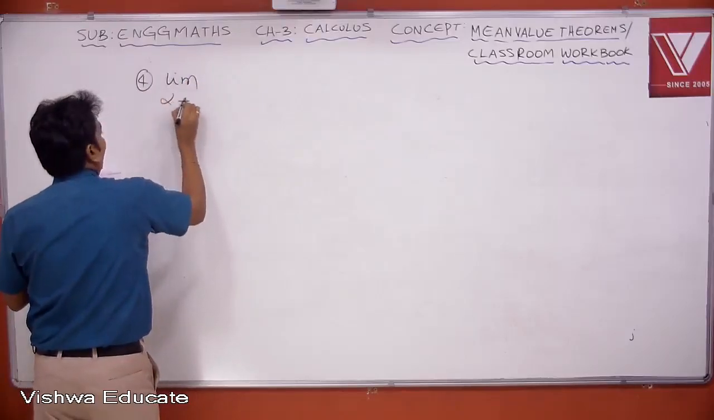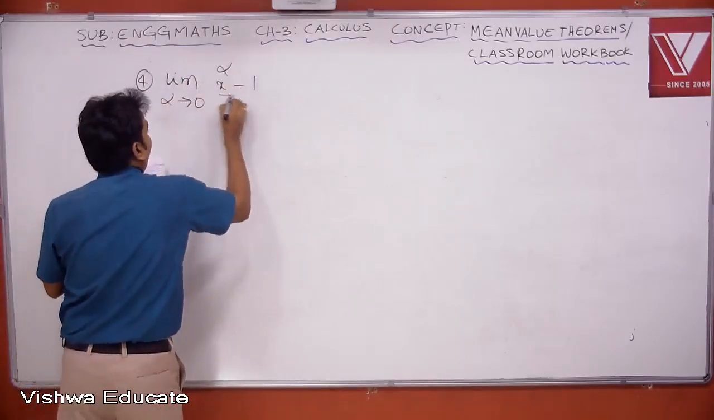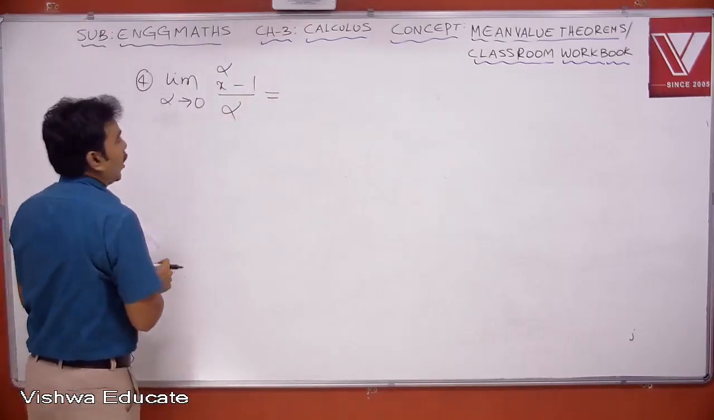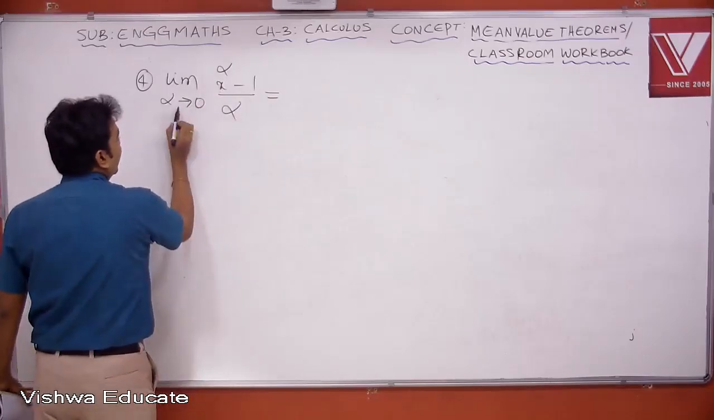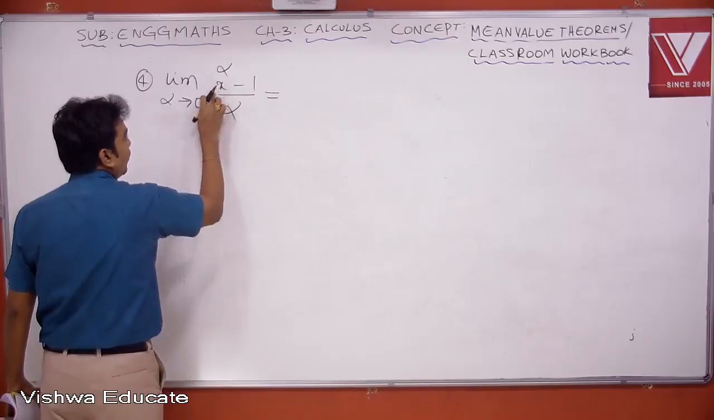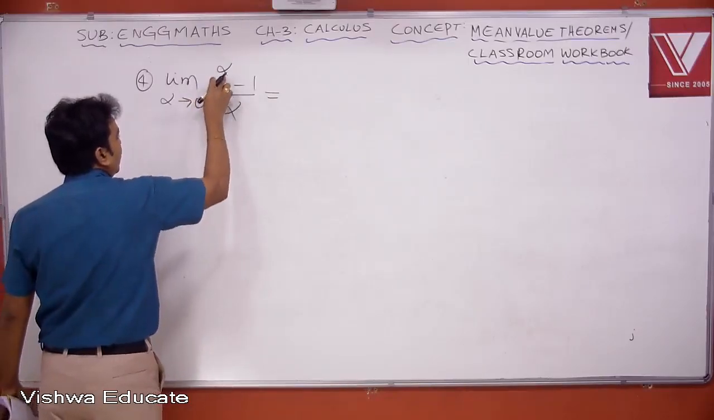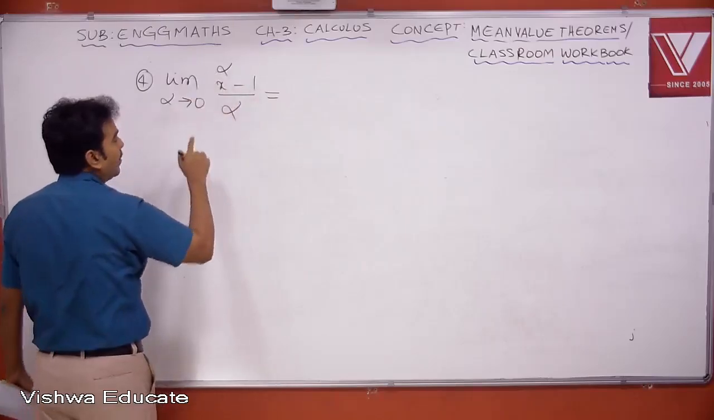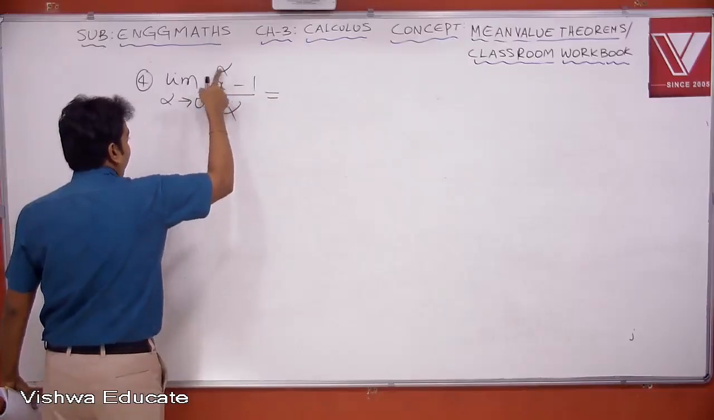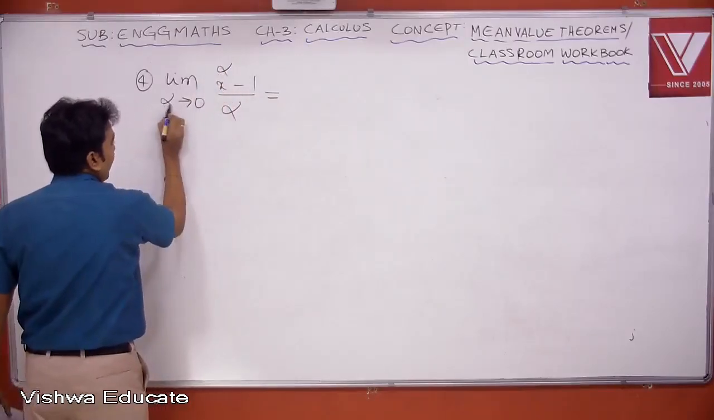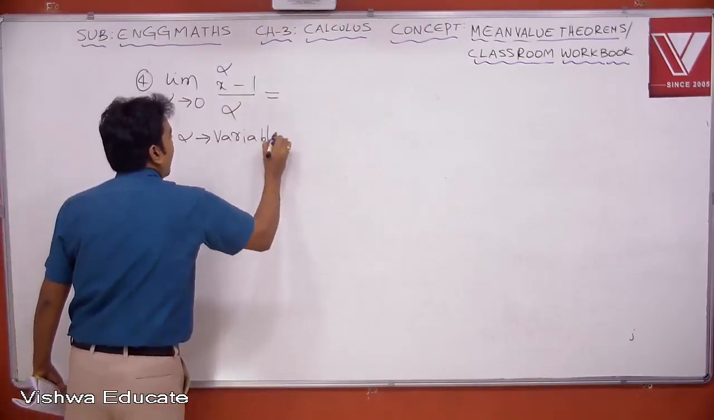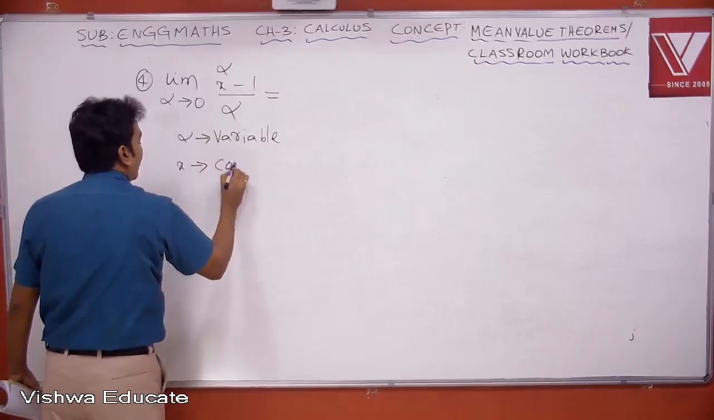Limit alpha tends to 0, x power alpha minus 1 by alpha, options are given. Now let us try to find this. Here x is not the variable. Generally people may think that x is the variable, then when they go for differentiation, alpha into x power alpha minus 1, when they replace x by 0, the result will be 0. But here the variable is alpha, x is a constant because alpha is approaching 0. So here alpha is a variable quantity and x is a constant quantity.